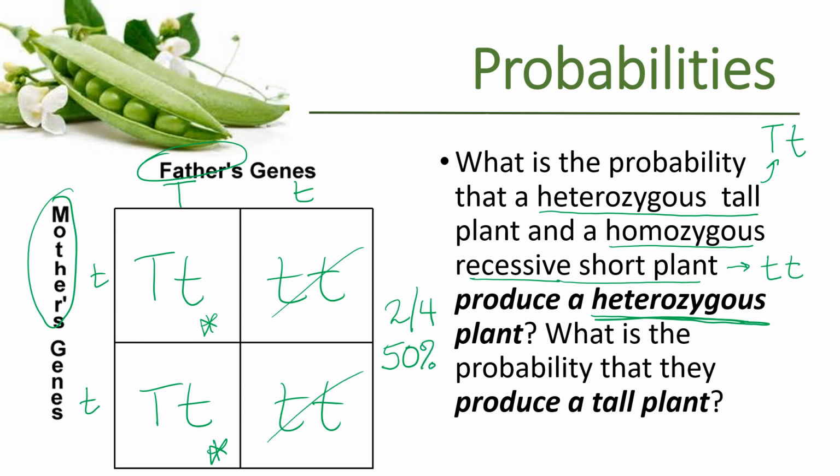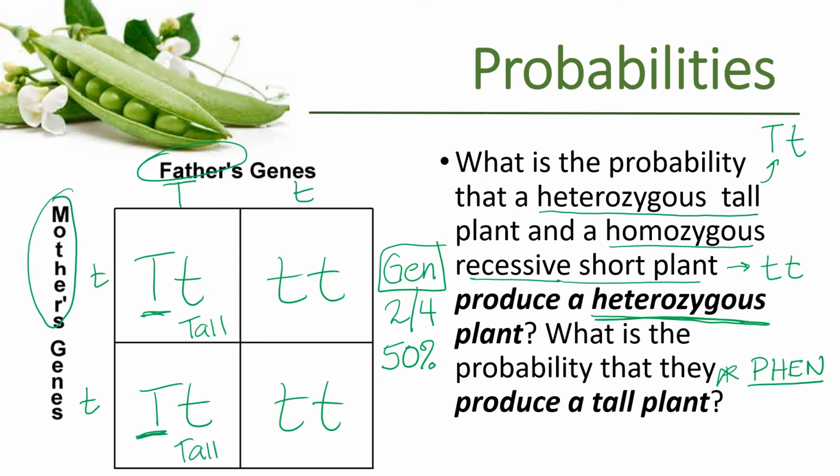Now what's the probability that they produce a tall plant? You could see that my first one was asking about the genotype. This second question is asking about the phenotype. What's the physical appearance? This plant has a tall allele, so it would be a tall plant. This one has a tall allele, so this would be a tall plant. Both of these lack that tall allele, so they would be short plants. So in this case, the answer is going to be the same. I'm going to produce 2 out of 4 of the plants as tall plants, or 50% will be tall.